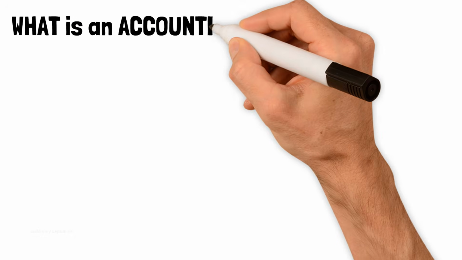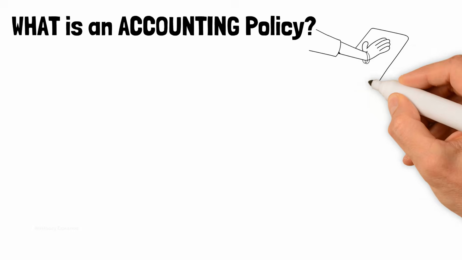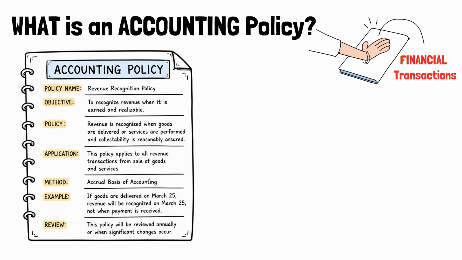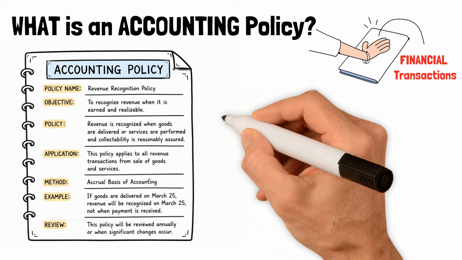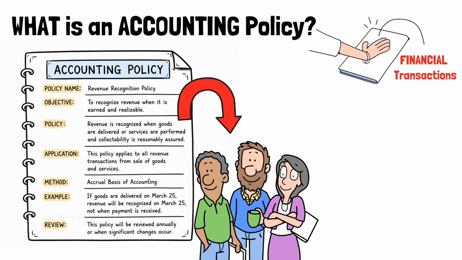What is an accounting policy? An accounting policy is a written rule that explains how a business records and reports its financial transactions. Think of it as the company's financial rulebook. Instead of allowing different employees to make different decisions, the business establishes one standard method that everyone follows.